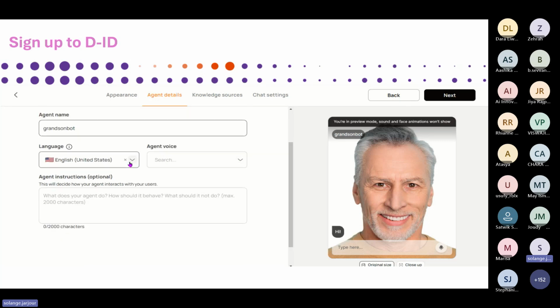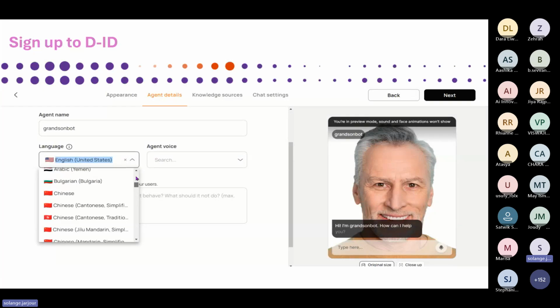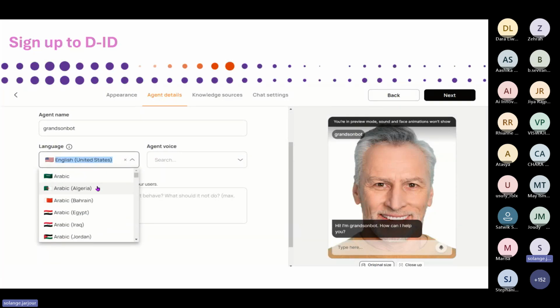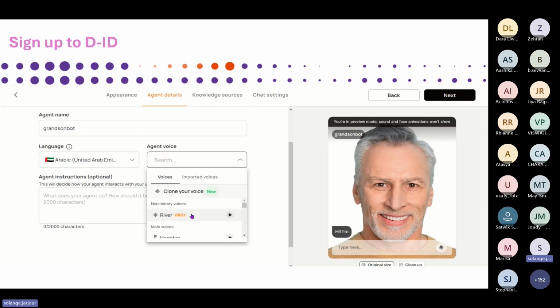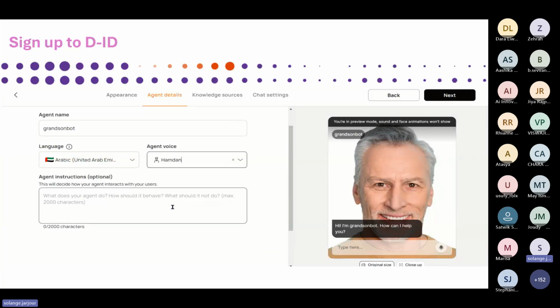I can select the language again. So if I need Arabic, English, and here we can go with the Arabic as well. And we have the accent for Emirati as well. And for the agent voice, some of them are pro, so you need to have extra credit, but go for the free versions. We have one voice called Hamdan and Fatima that are totally free. Select them. Okay, here you go. I'm done for the male voice. You can hear it and then you will select it.